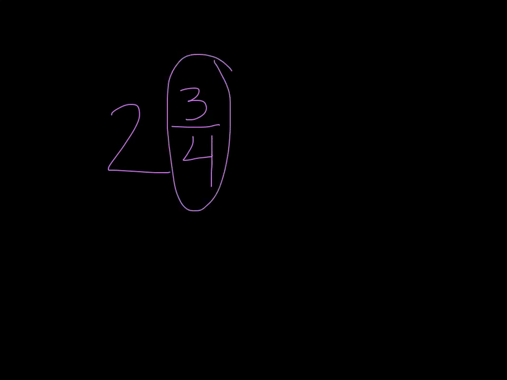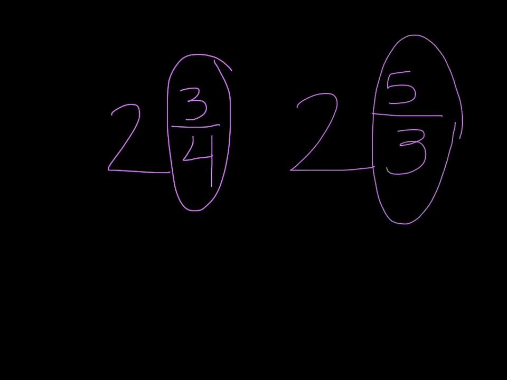We're going to talk about how to simplify mixed numbers and how to change mixed numbers with improper fractions in them into simplified mixed numbers. 2 3/4 is a mixed number. If you look at just the fraction, 3/4 is a regular fraction. Now 2 5/3 is also a mixed number, but the 5/3 is an improper fraction because the 5 is bigger than the 3. So the top number is bigger than the bottom number.